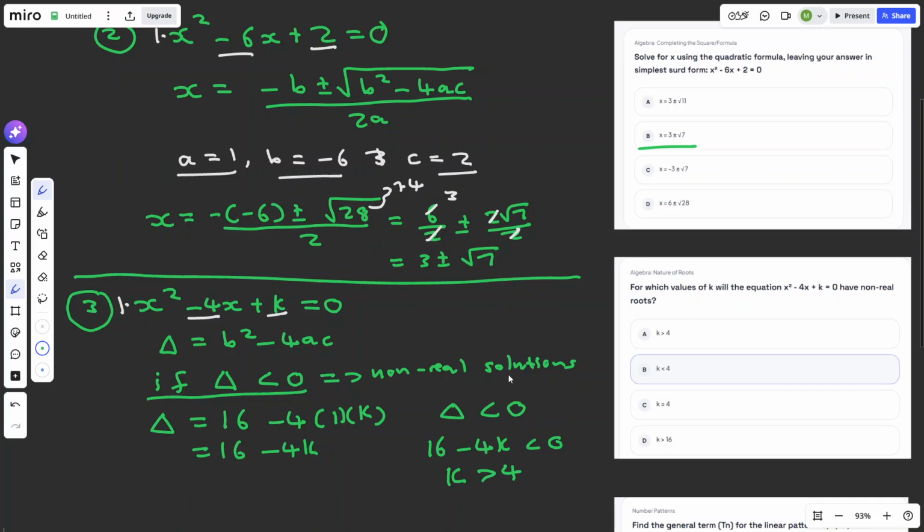So any values of K that are greater than 4, if you were to use that value in this quadratic formula, then you wouldn't be able to find real solutions. However, if you plug in values of K that are less than or equal to 4, then your solution would be valid. So now that would be option A.